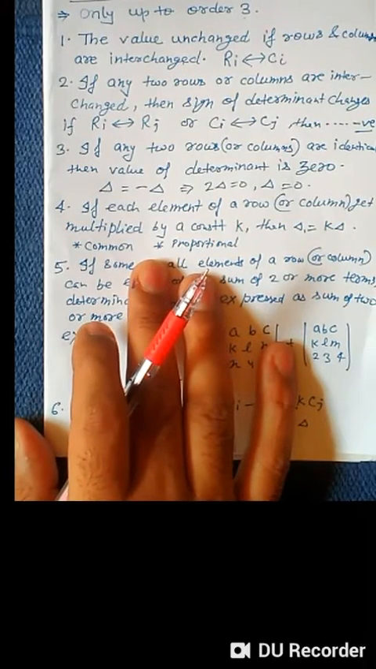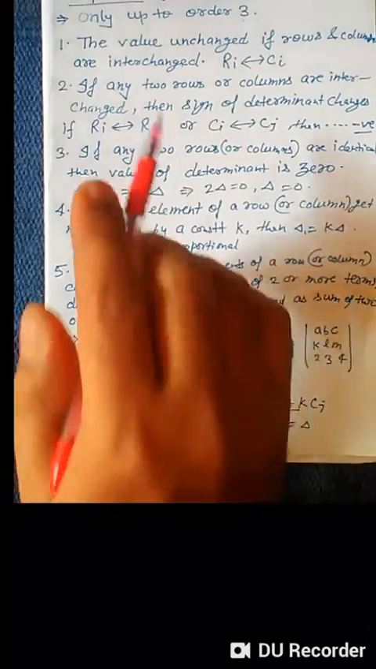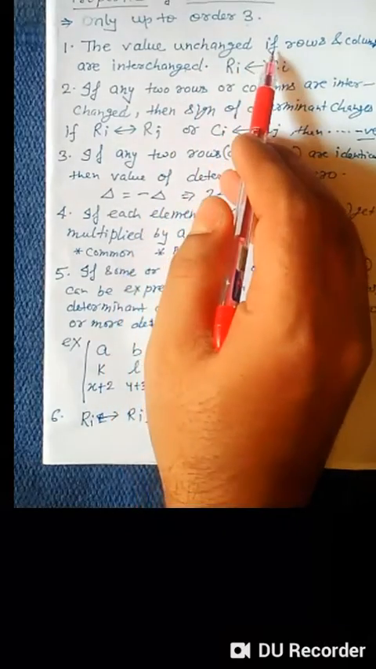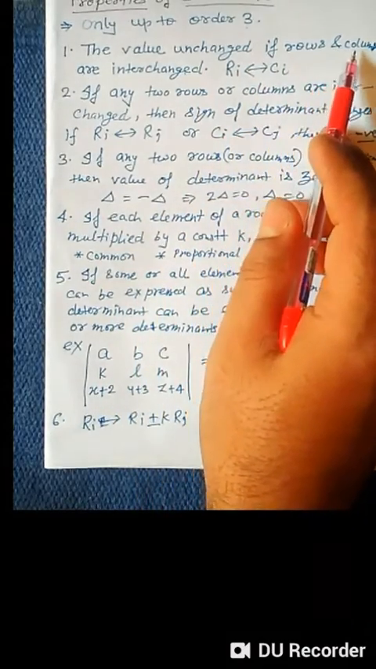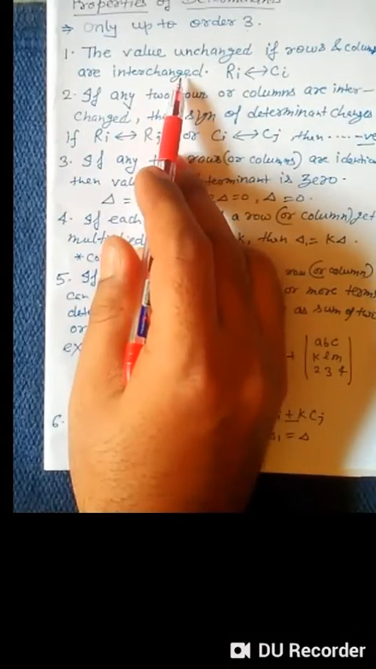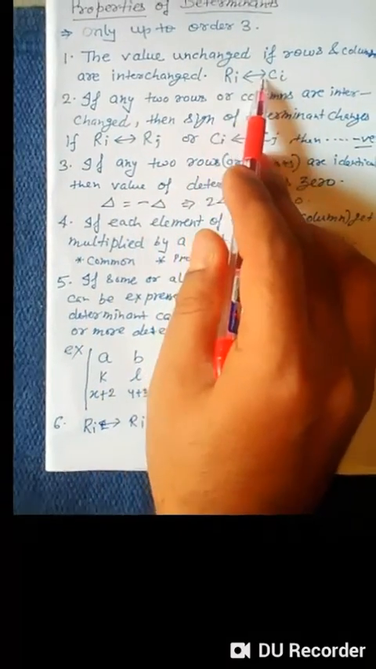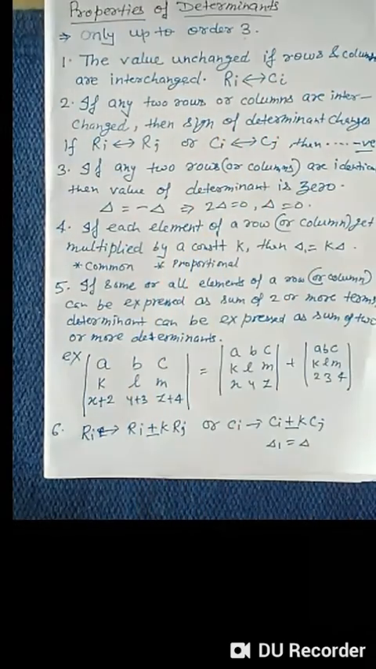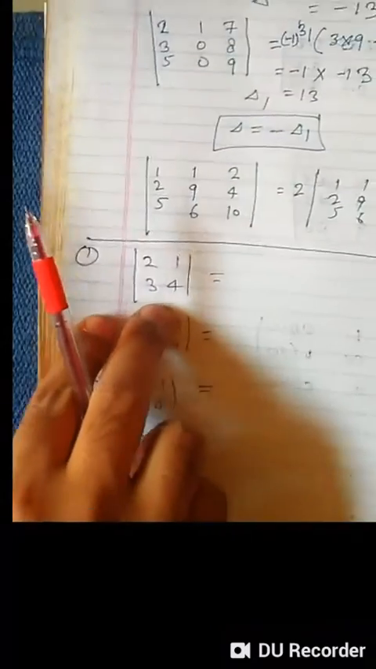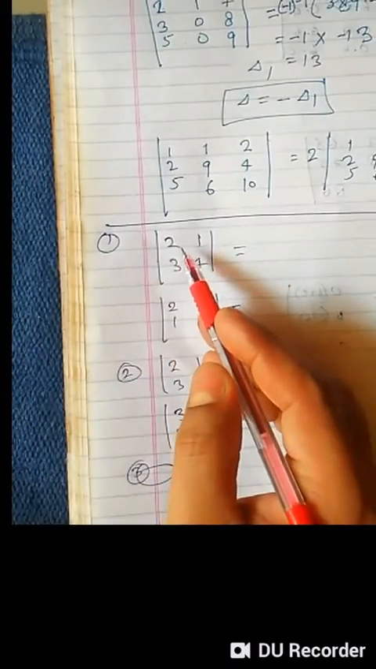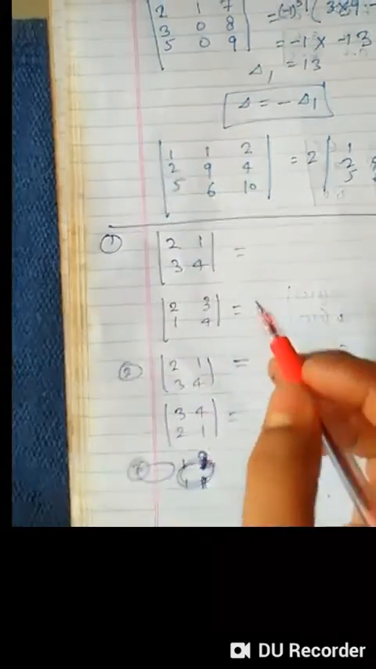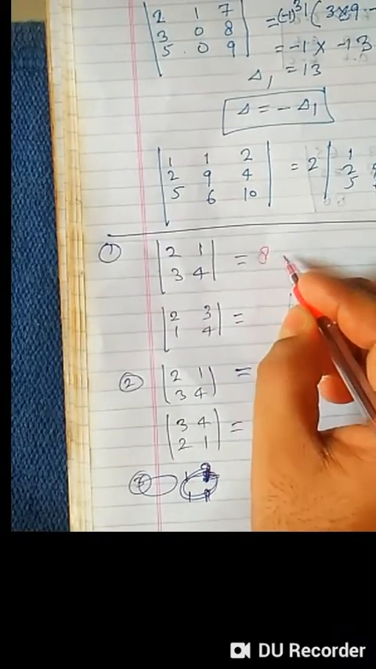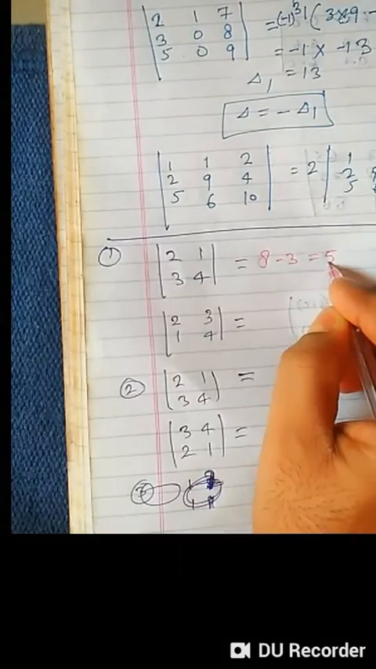First property of the determinants is the value of a determinant remains unchanged if rows and columns are interchanged. Symbolically, we can represent it like this: Ri is interchanged with Ci. Now I'll cite one example here. See, I have taken example of a determinant 2, 1, 3, 4. If we expand it and find the value, its value will be 8 minus 3, that is 5.